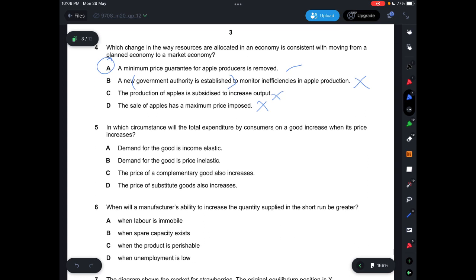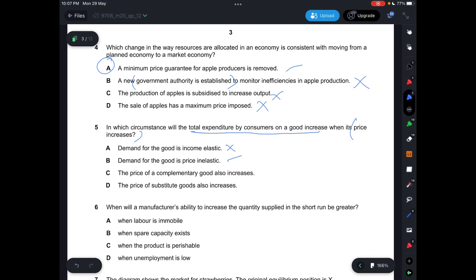Question 5. In which circumstance will the total expenditure by consumers on a good increase when its price increases? So the price increases and then the total expenditure increases. This only happens when the demand is price inelastic. So A, it says demand for the good is income elastic, which is not correct. Income elastic is basically when the good is a normal good. And then B, it says demand for the good is price inelastic, which is correct.